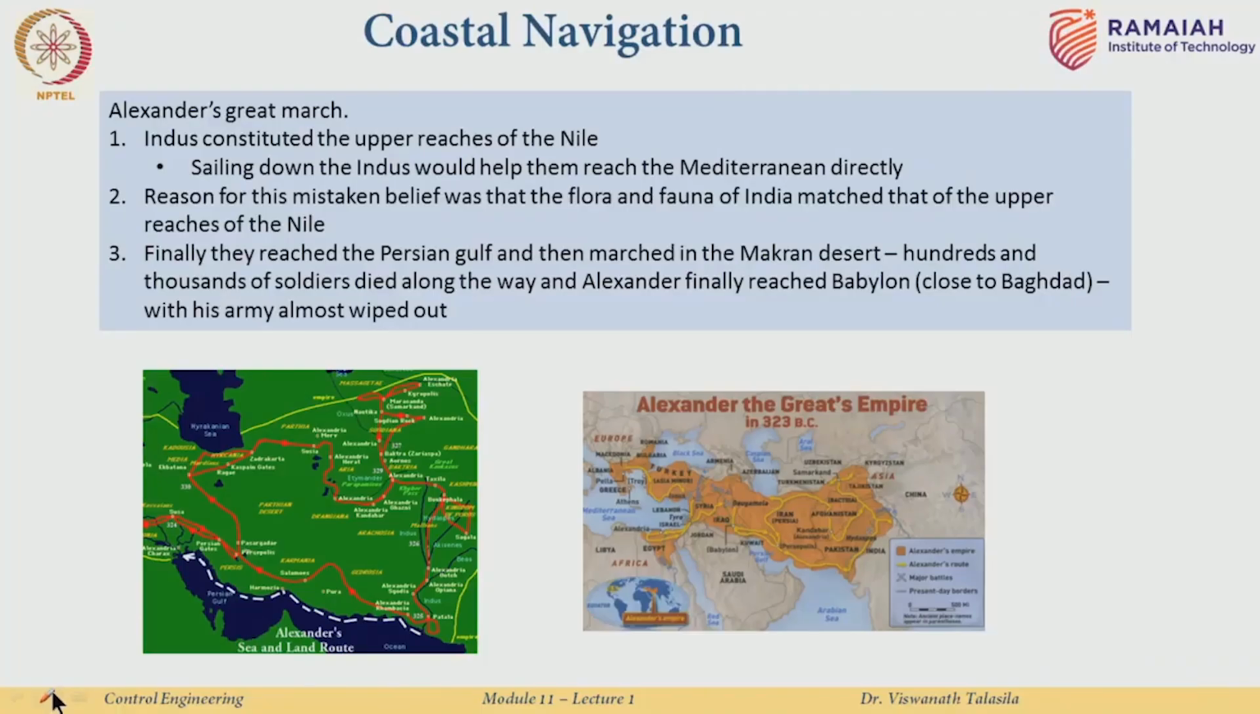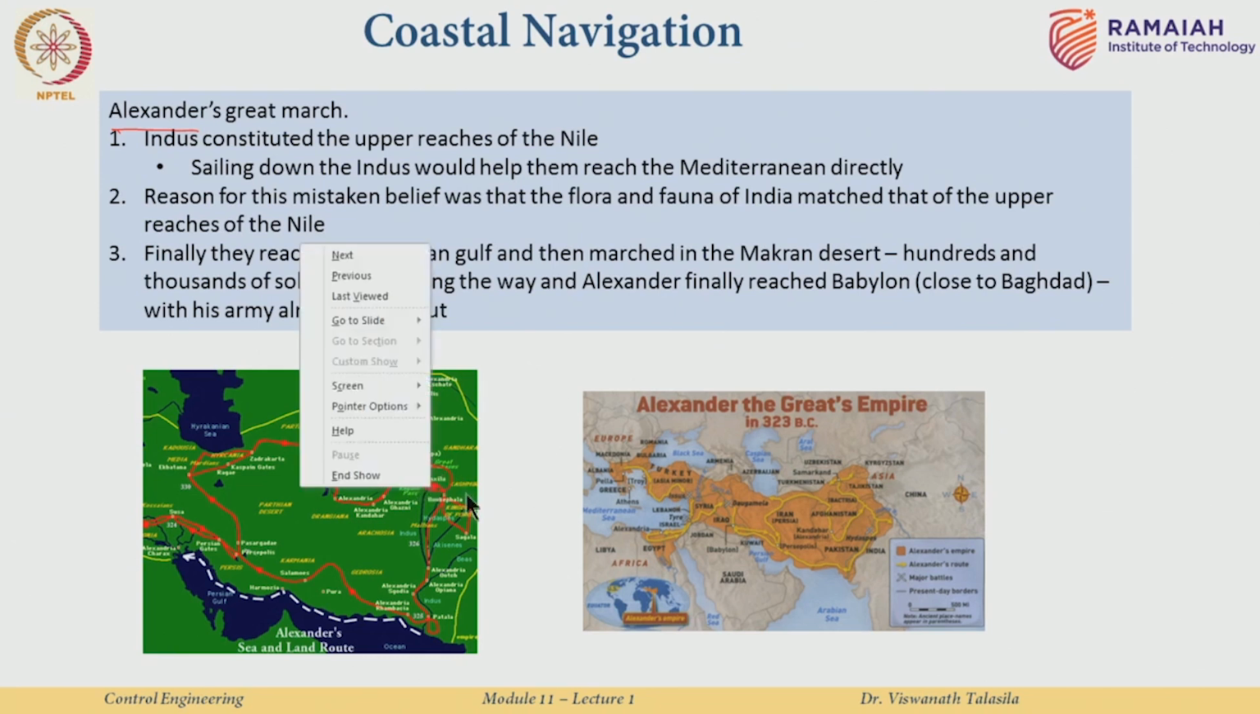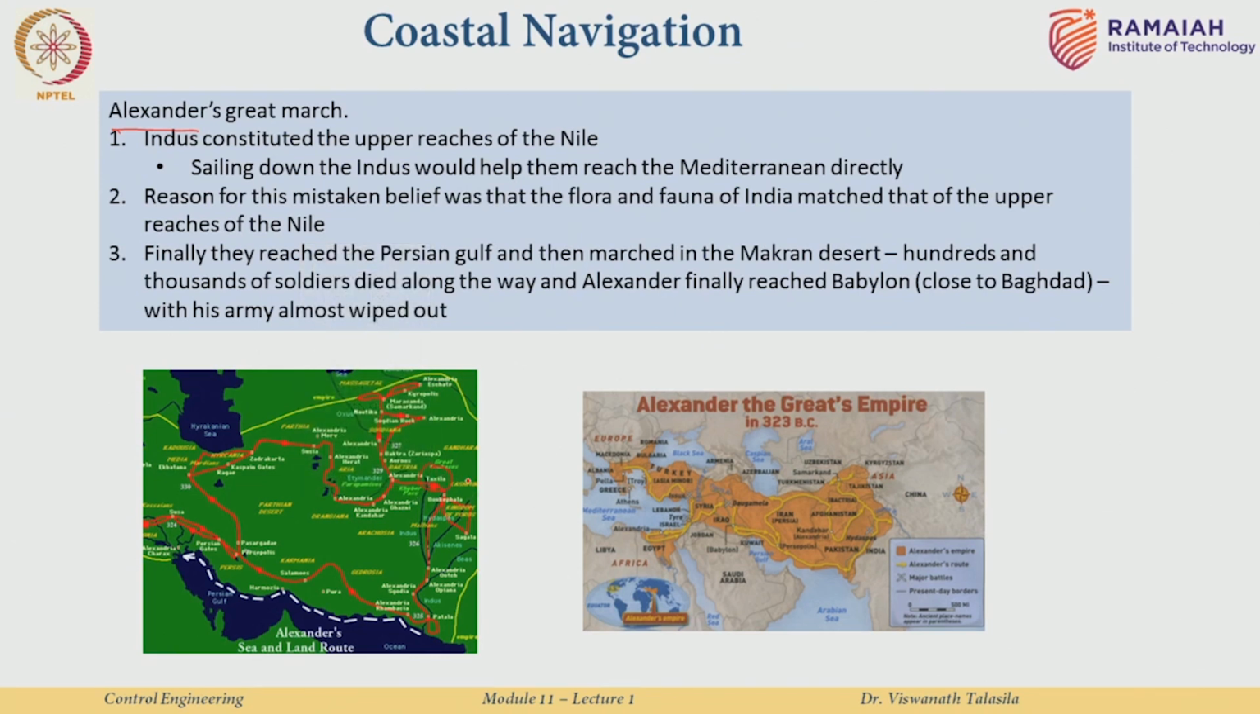Let us see one very interesting story of coastal navigation from history, and this focuses on the Emperor Alexander's great march to India, where he fought some battles and then eventually had to go back, and we will see what actually happened. So, there is this place called Takshila over here, and Alexander, after he finished his battles, wanted to march further into India, but his generals were actually very tired.